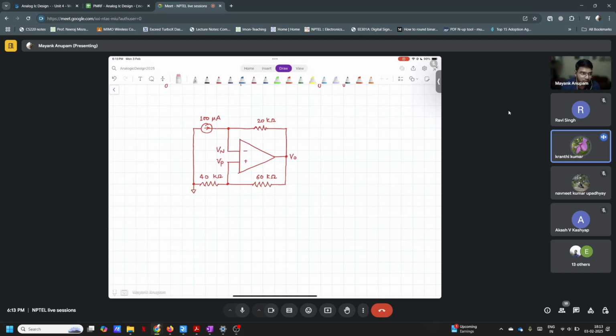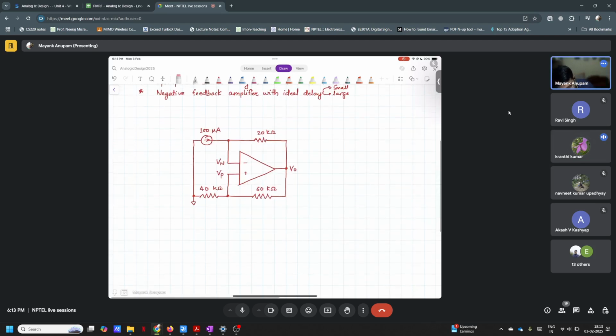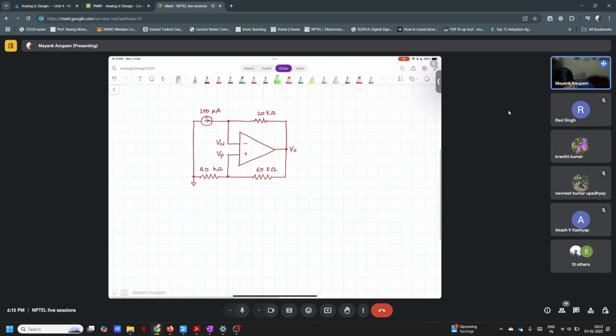Yes, but that is not going to happen. See, because the current that is coming here, this 100 micro is going to take this path and it's going to disappear inside this op amp. This op amp is an ideal op amp, so it can take in as much amount of current as possible. It can take any amount of current. So that kind of an assumption is not true, whatever you are saying. The path that this current will take is in this manner.